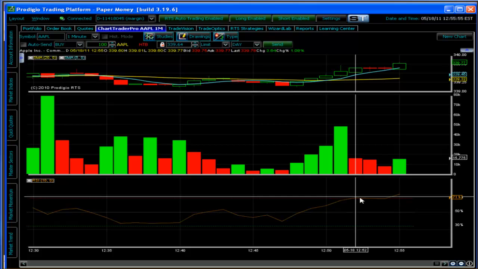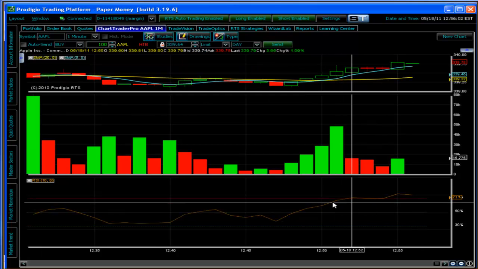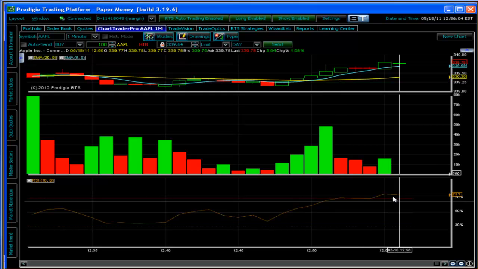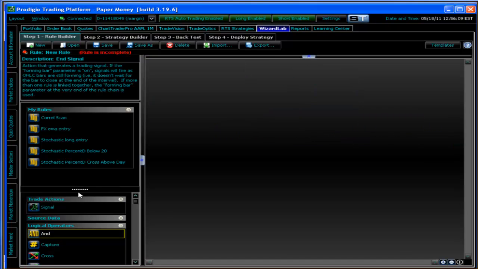Let's say I have a short overbought condition on the RSI. Now, RSI is generally considered overbought when it goes above 70. And I could create a rule very easily in Wizard Lab. I'll show you how I would do it. This is exactly how it would be.